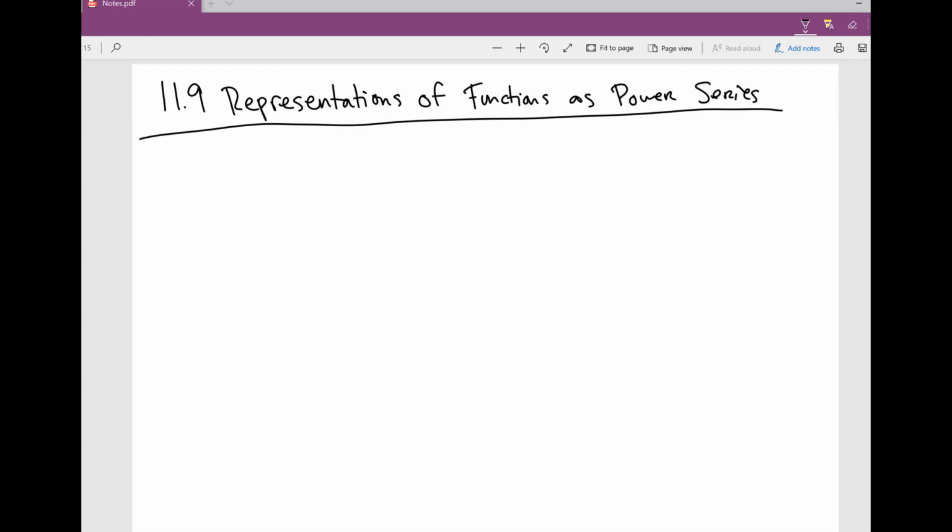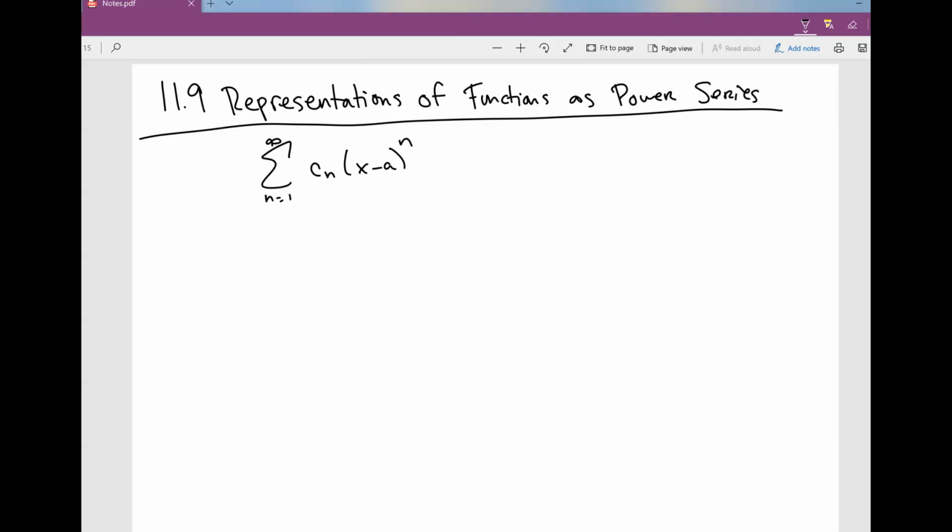This is 11.9, representations of functions as power series. So what we've been talking about has been power series and looking at what values of x will make the series converge. Mainly we've been looking at series that look like the sum from n equals 1 to infinity of c sub n times (x minus a) to the power of n. So you have some coefficient here, (x minus a) to the n. We were trying to figure out where the radius of convergence was.